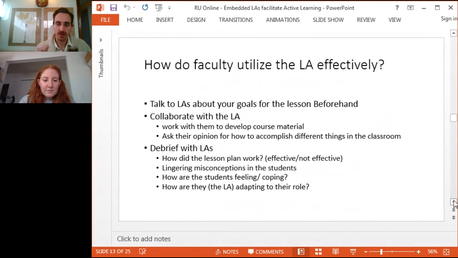And then also debriefing with learning assistants, asking them, how is it going in this class? Did that lesson plan work? Are the students still confused about this? What do you think? Are the students feeling okay? Are they coping? Is the class too stressful right now? What are you hearing from the students? Because the students will share things with the learning assistant that they would never share with the faculty. So you can use the learning assistant as your eyes and ears inside that class in a very unique way, since the learning assistants have a student perspective. Okay.